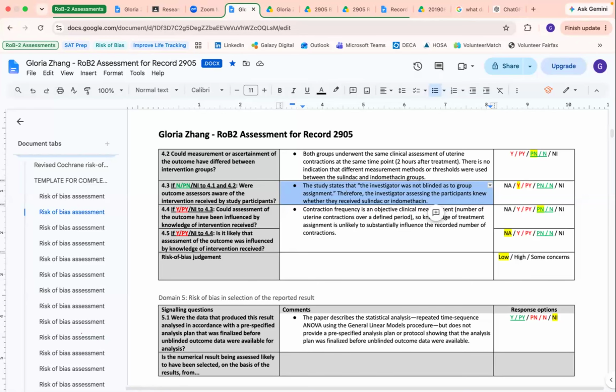Yeah, Mr. David, would you like to jump in? There is a part that says that all of the scans were done by the primary investigator. So that's why we interpreted that he was also a part of this assessment, and that's why in this question we answered yes, because it specifically states that the investigator was not blinded.